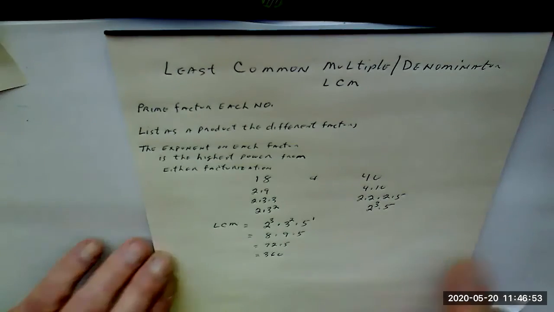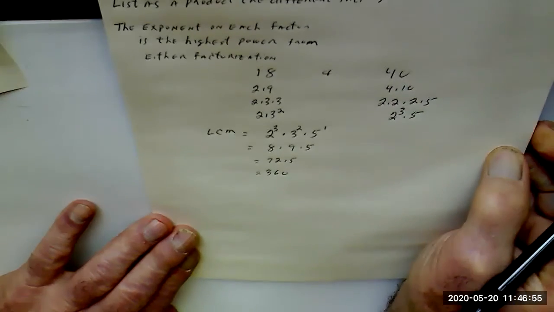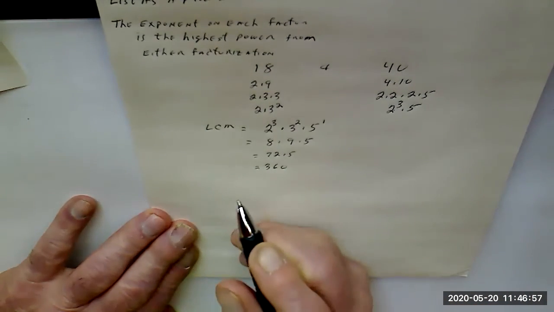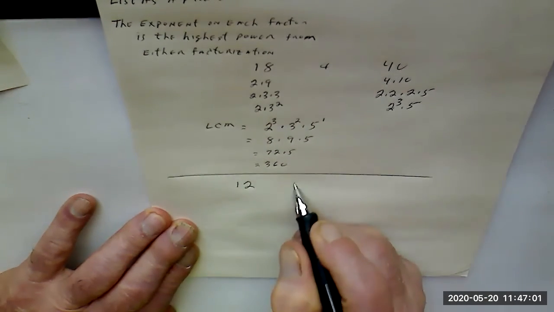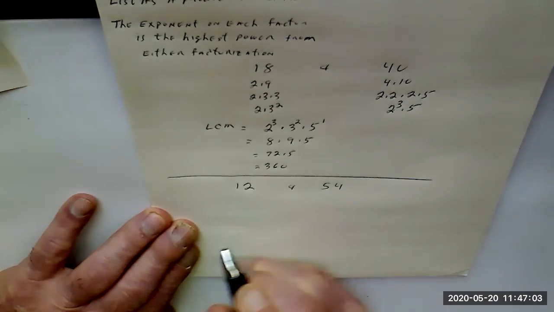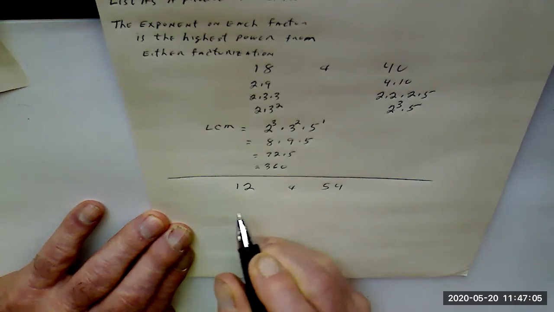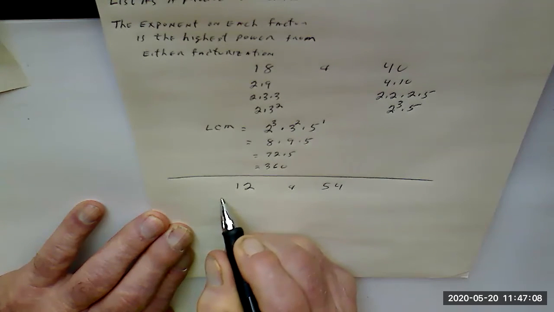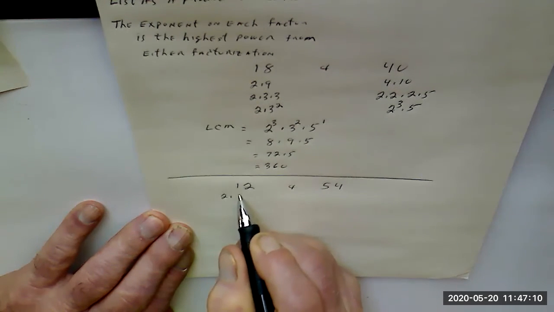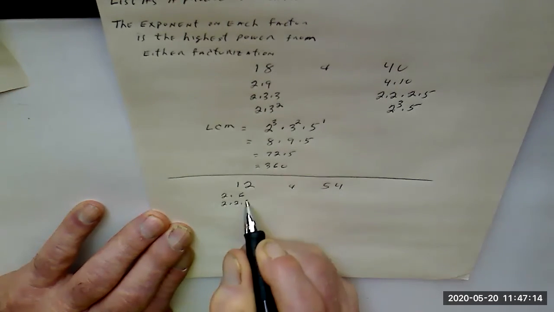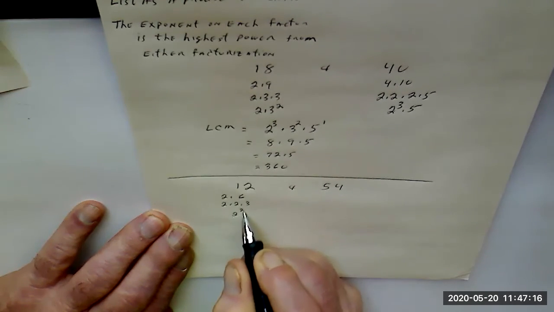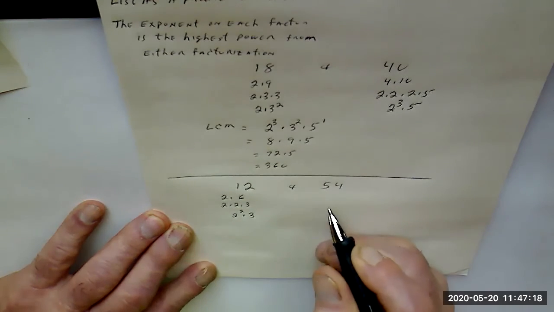Let's try another problem. Let's try to find the LCM between 12 and 54. Again, the first step is to prime factor. 12 might be 2 times 6. 6 is 2 times 3, so we have 2 squared times 3.